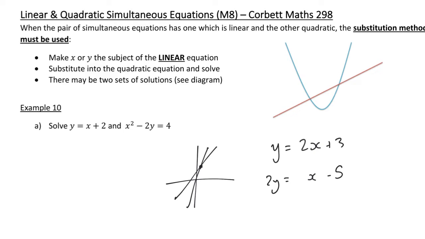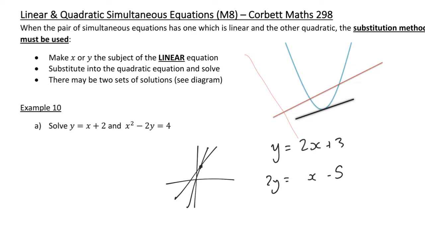So that would look maybe like that, where it's a tangent. Or you might have a case where there are no solutions, and that would be because the lines don't meet. So that could look like that. So the two lines don't meet and there are no solutions.